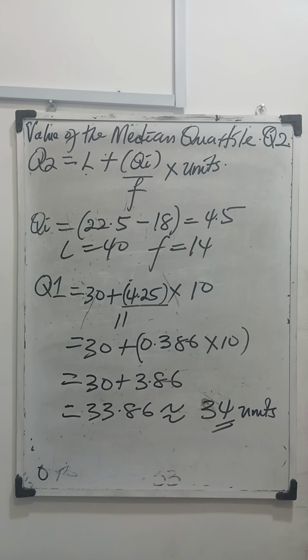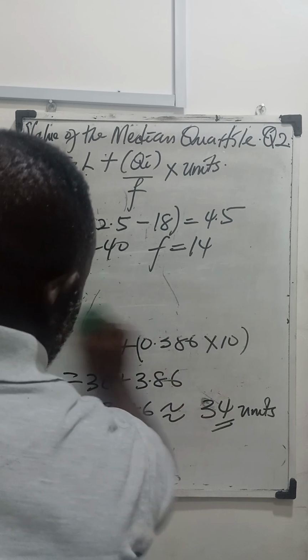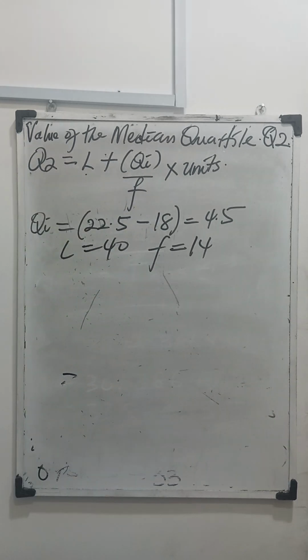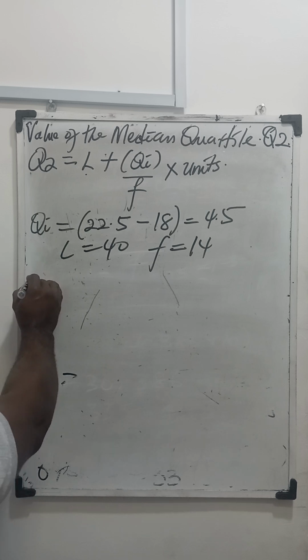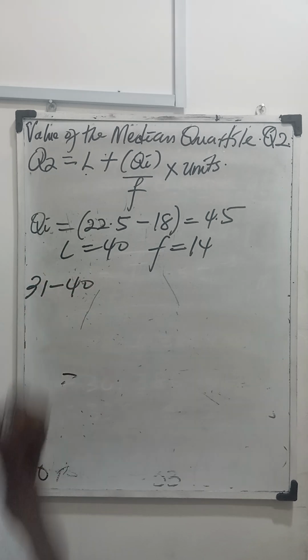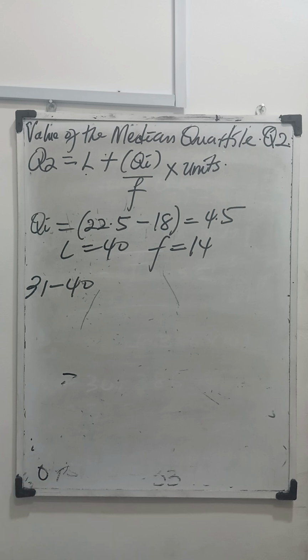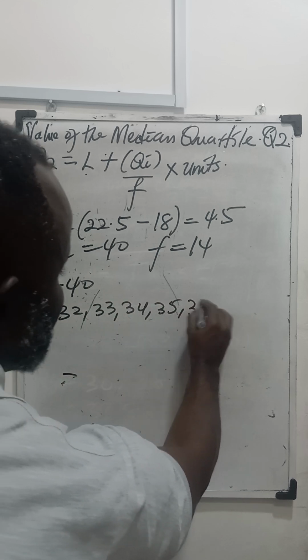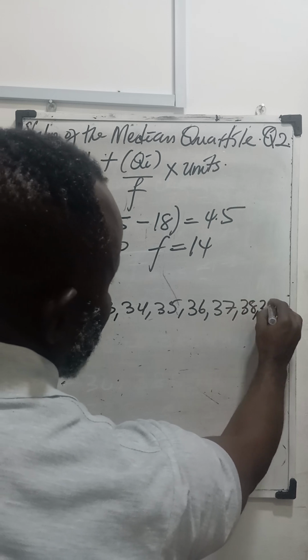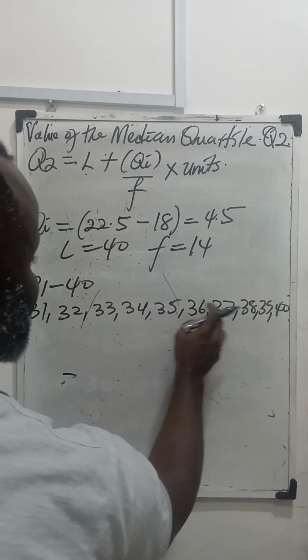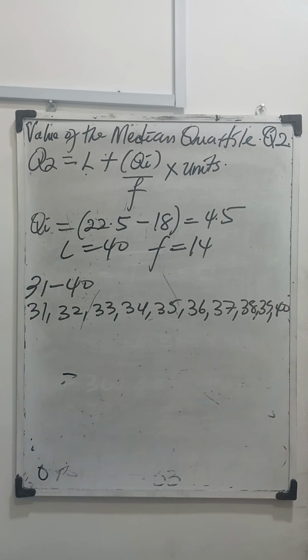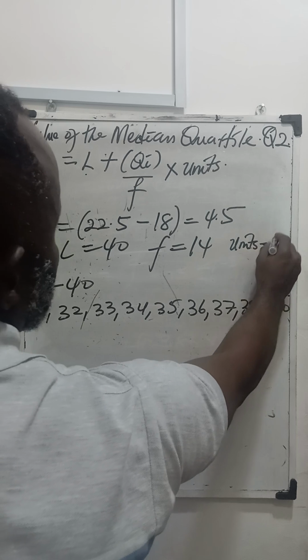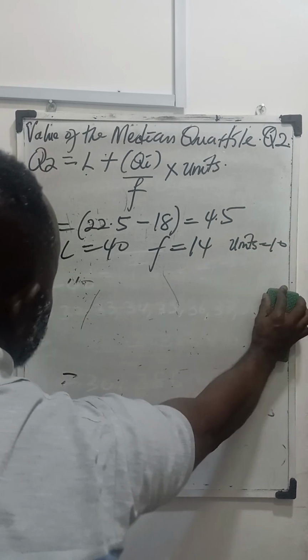The unit has to do with the output. The next output is from 31 to 40. If you count 31, 32, 33, 34, 35, 36, 37, 38, 39, 40, that is 10. The unit is 10. So you can say the unit is equal to 10.